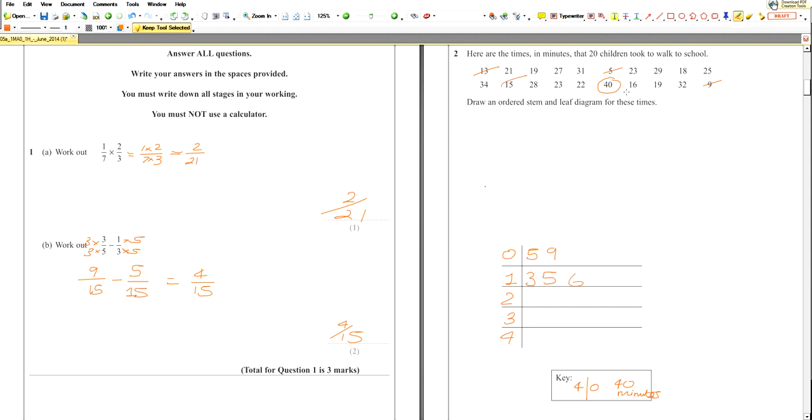6 for the 16, which is here. Good. Next, 8 represents the 18 because it's 1 and 8, 18. Go on, any more? 9. And the 9, which is 19, and we have another 19. Now, if you have two 19s, do we write the 9 twice or just write it once? Twice. You have to write it twice.